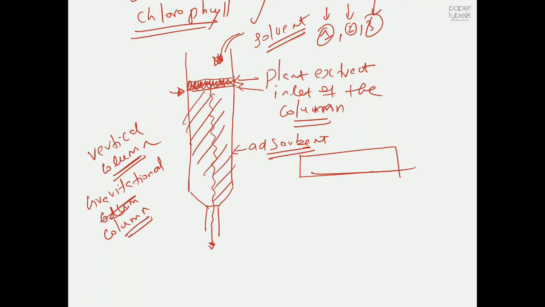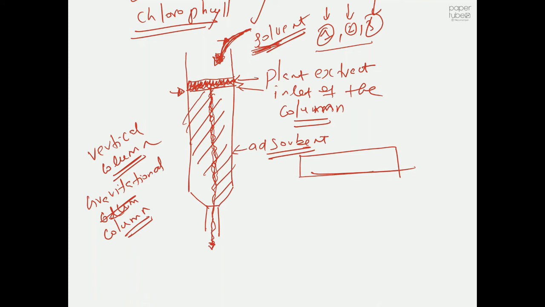So each of these compounds adsorbs differentially onto the solid particles filled in the column. And always remember this, we are continuously supplying the solvent. There is some flow rate. It can be a very low flow rate, but we are feeding the solvent continuously, which means we are continuously trying to push these pigment molecules from the top of your column to the bottom of your column using this particular solvent.